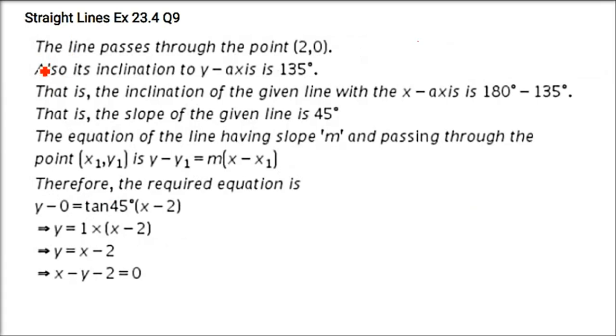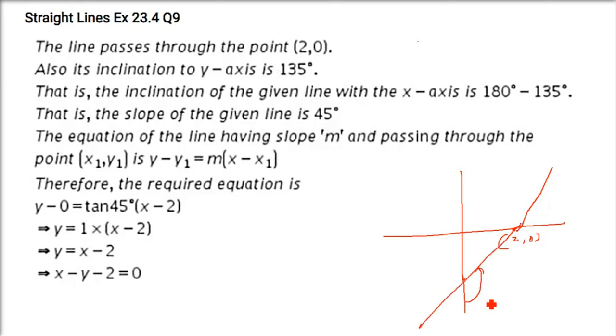Find the equation of the line which intercepts a length of 2 on the positive direction of the x-axis and is inclined at an angle of 135 degrees with the positive direction of the y-axis. Now it is making 135 degrees from the positive direction of the y-axis and cutting an intercept of length 2 on the positive direction of the x-axis.